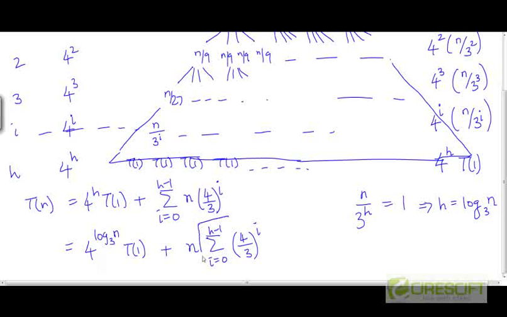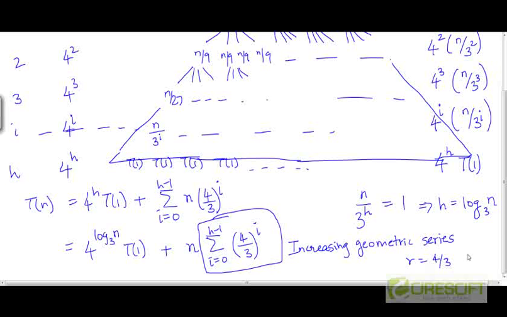So this series is going to be an increasing geometric series, because the common ratio here is 4 by 3, which is greater than 1, and the first term is 1. At i equal to 0, (4 by 3) to the power 0 is just 1.